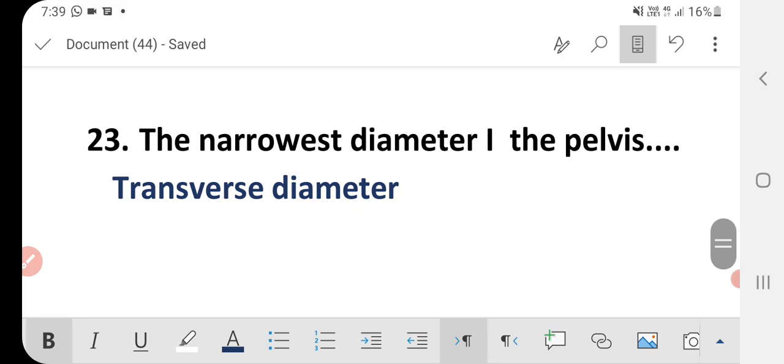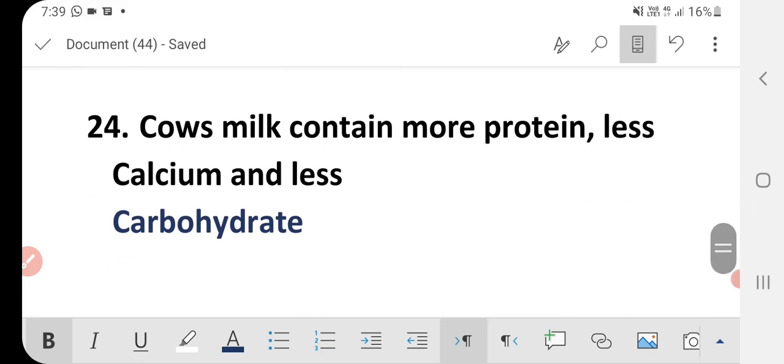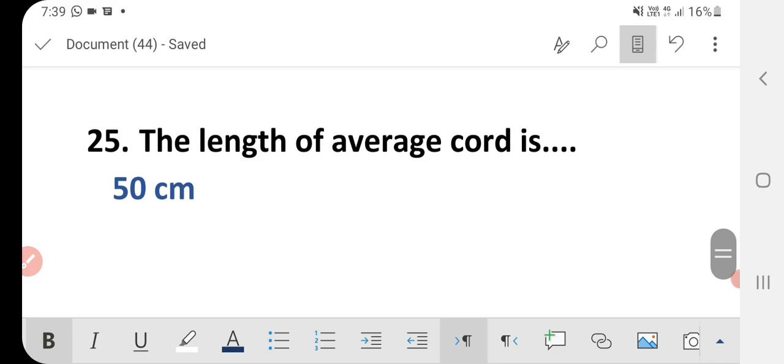23rd, the narrowest diameter of the pelvis is the transverse diameter. 24th, cow's milk contains more protein, less calcium and less carbohydrate. So less carbohydrate is the right answer. 25th, the length of the average cord is 50 centimeters. So average cord length कितनी होती है, 50 centimeters.